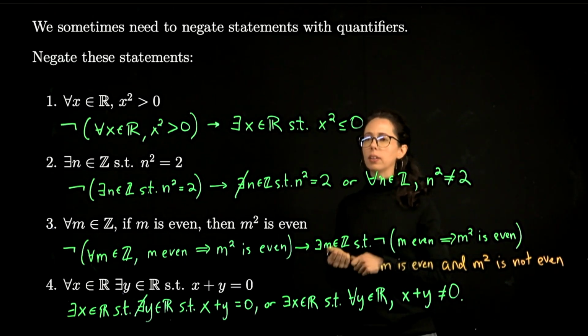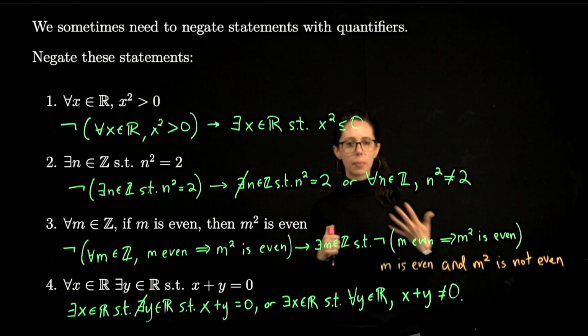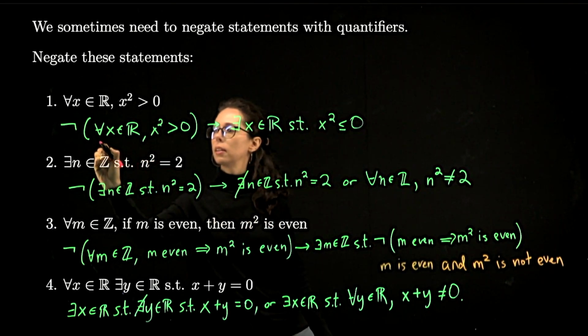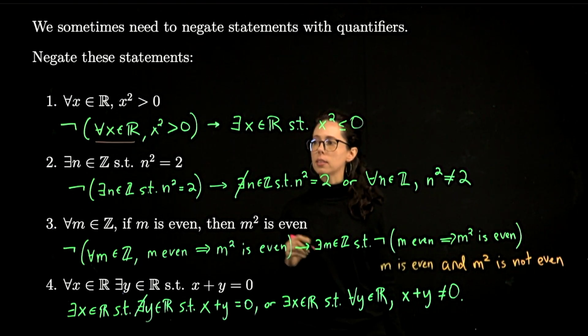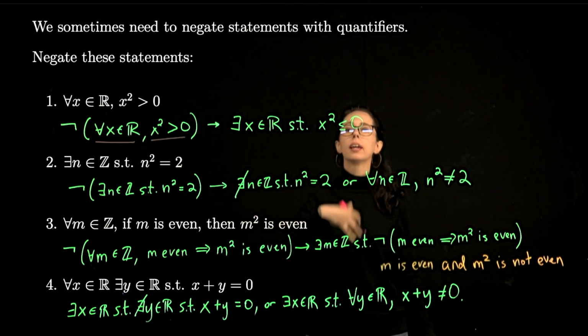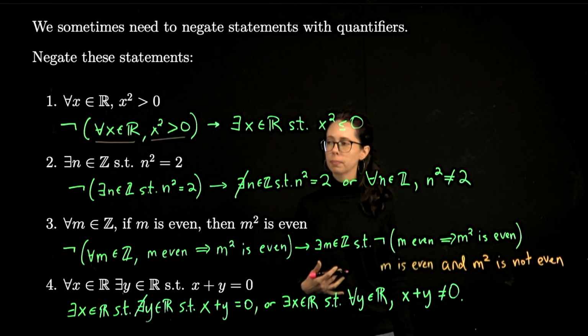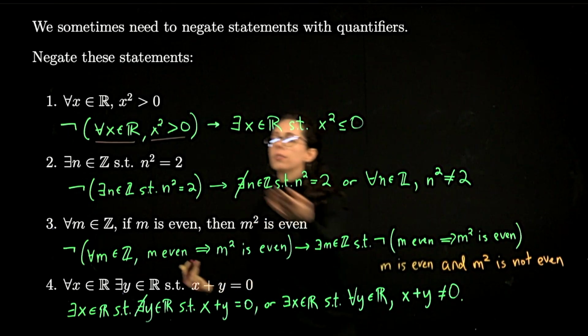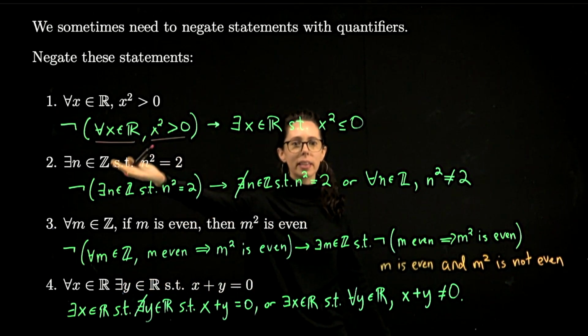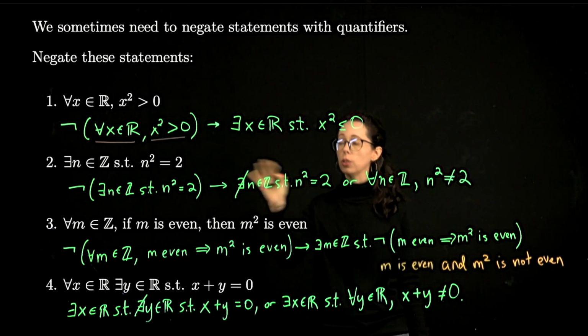Another thing I want to point out is the more you write these kinds of statements, the more the language starts to feel natural. But notice that the universal quantifier was followed by the property immediately. So for all x in R, x squared is greater than 0. There are other ways to write that. You could say, for all x in R, we find that x squared is 0. It doesn't always have to be immediately after the universal quantifier.